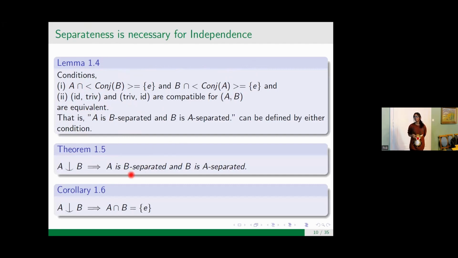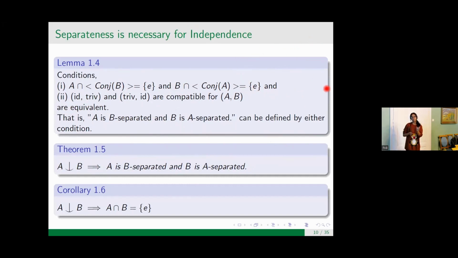It is a result. So therefore, this naturally means that A being independent of B implies that A is B separated and B is A separated, because to be independent means all pair homomorphisms are compatible. And A being B separated means these two particular homomorphisms are compatible, and B being A separated means these two particular homomorphisms are compatible. So just to give an example, homomorphisms that will always be compatible would be identity, identity. That would always be compatible. Or triv, triv, that would always be compatible.